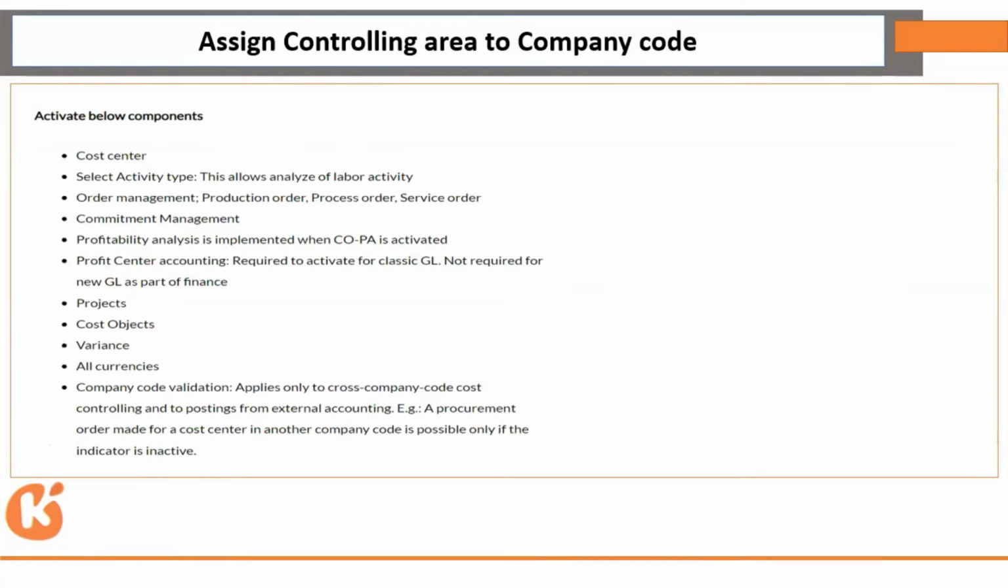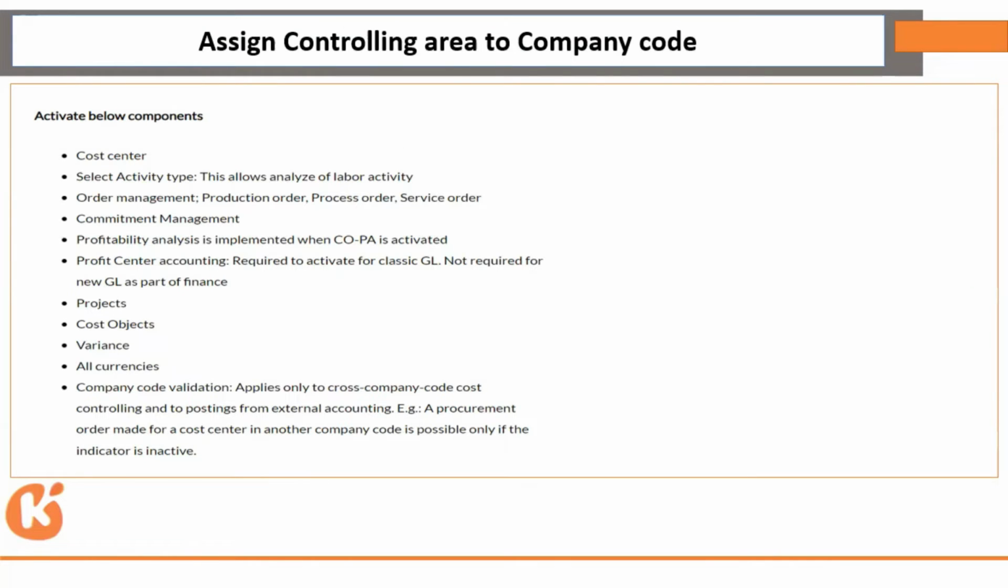And then the second thing we do here is assign the company code. Once we create this controlling area, we assign it to the respective company codes. Once we assign this, we have an option to activate certain components in the controlling area. So what are those components? A few components are: cost center needs to be activated, and we have to activate the activity types.